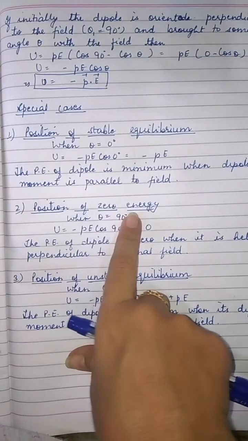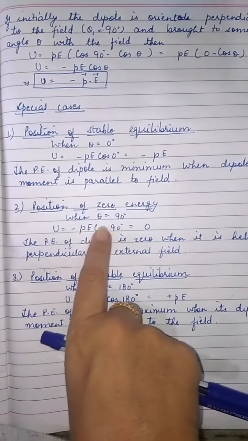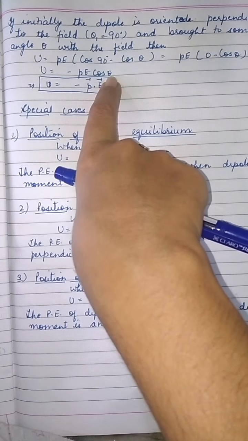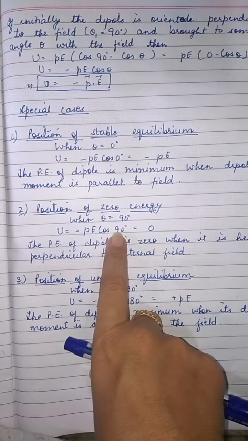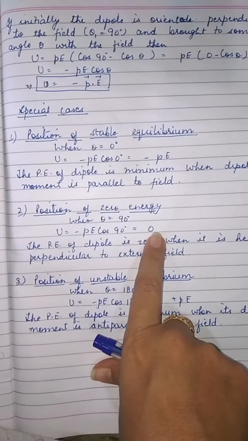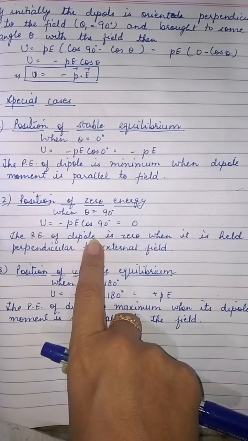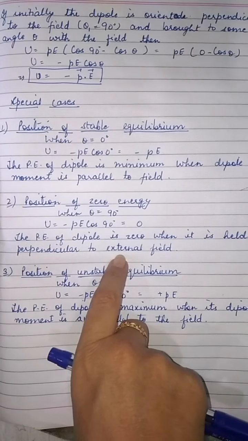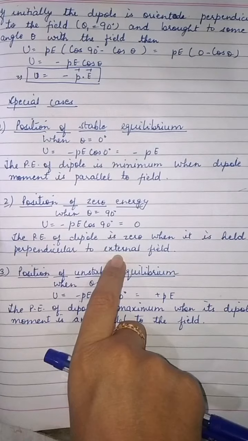Now the second case is the position of zero energy, when theta is 90 degrees. Substituting theta equal to 90 degrees, cos 90 is 0, so the potential energy is 0. That means the potential energy of the dipole is 0 when it is held perpendicular to the external field.